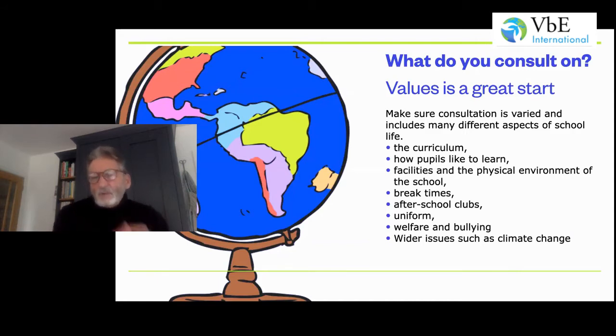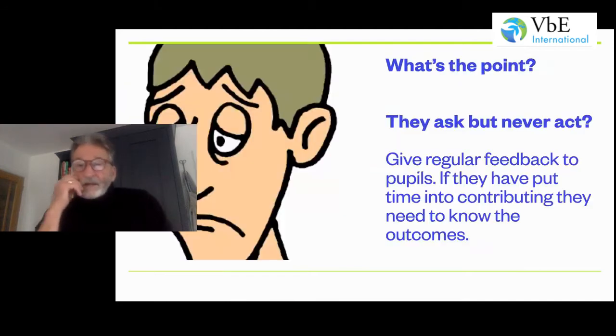So make sure that you choose a range of focuses, aspects of the school, or even beyond, like climate change. They love talking about climate change. They're really worried that we're not doing anything about it, and so by the time they're adults, there won't be much of a planet left to manage. So they're passionate about that, really. So make sure there's a range. That's the point of that one.